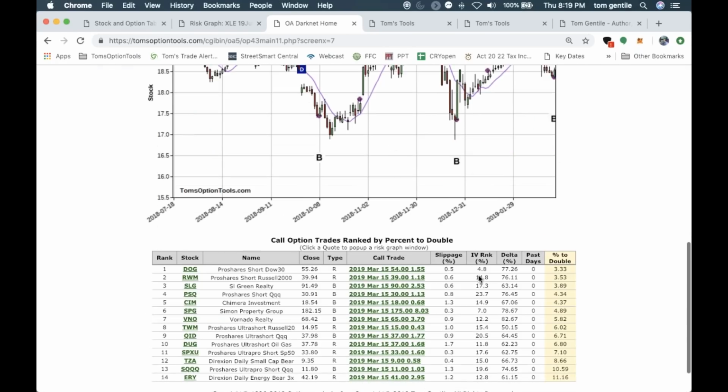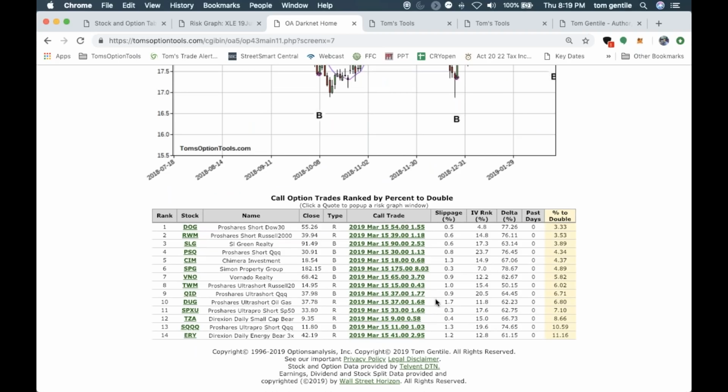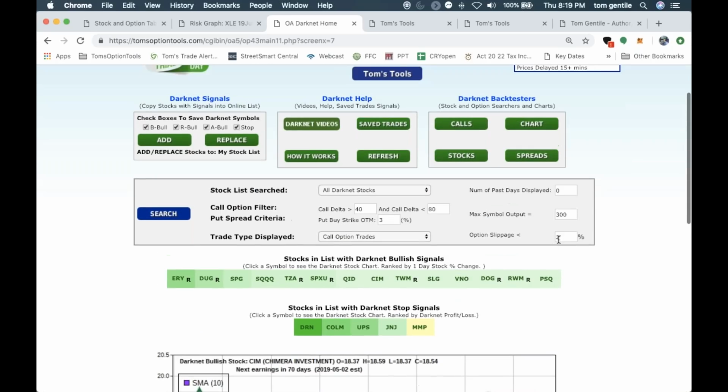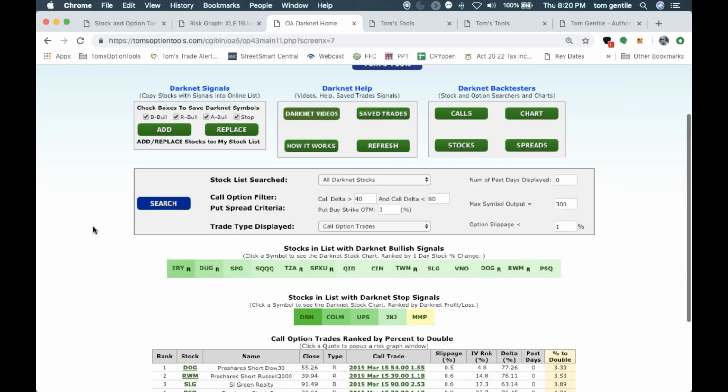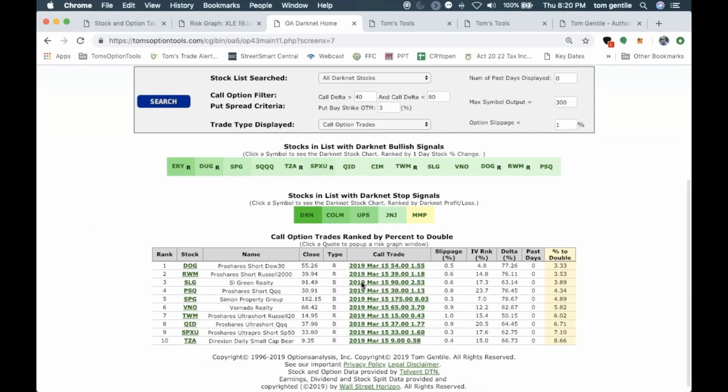What I also want to look at is really this slippage number right here. I don't like slippage above 1. So up here at the top, I can say anything less than 1% slippage. That's what I'm interested in looking at. When you see that pop up, we dial down to just those trades. And notice, even though there are 14 trades at the top, only 10 of them had option trades with the slippage factor at or below 1. So we got rid of some stuff that may be kind of junky for us.